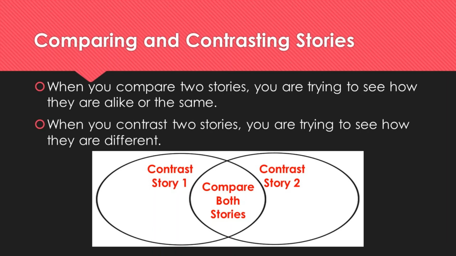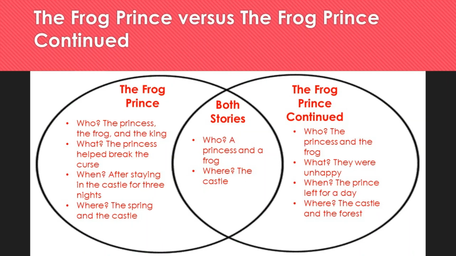The end. So, here you can see some similarities and some differences in our 2 stories. Let's go ahead and talk about these similarities and these differences. In The Frog Prince, we have the characters, the princess, the frog, and the king. And the frog helps the princess by getting her toy back, but the princess ends up helping the frog by breaking the curse. And she does this by allowing him to stay in the castle for 3 nights.